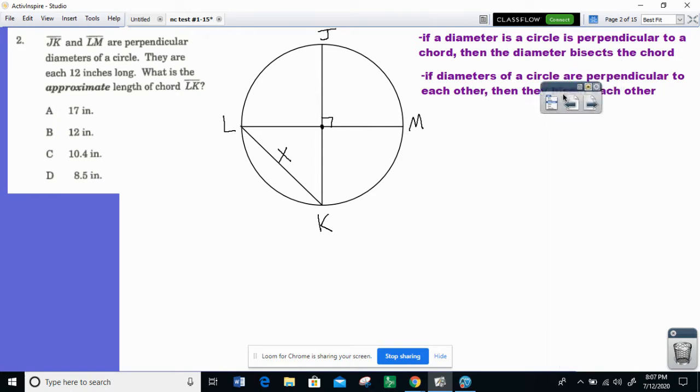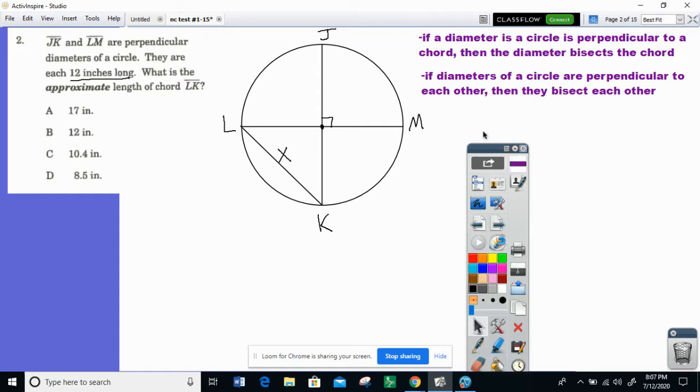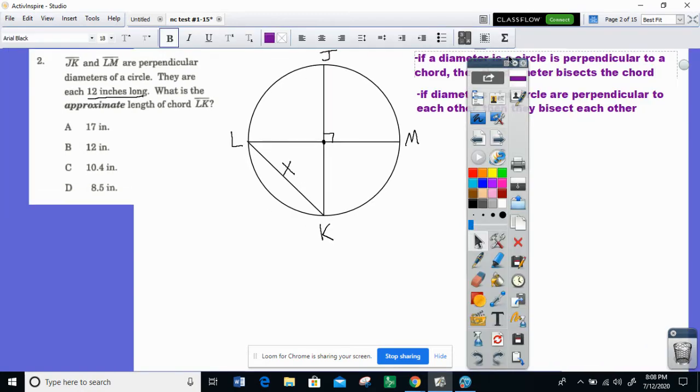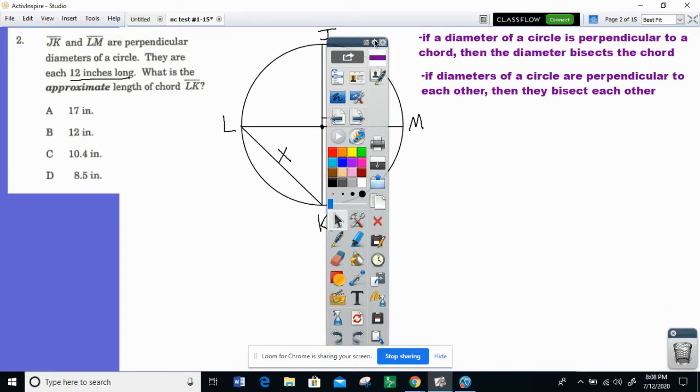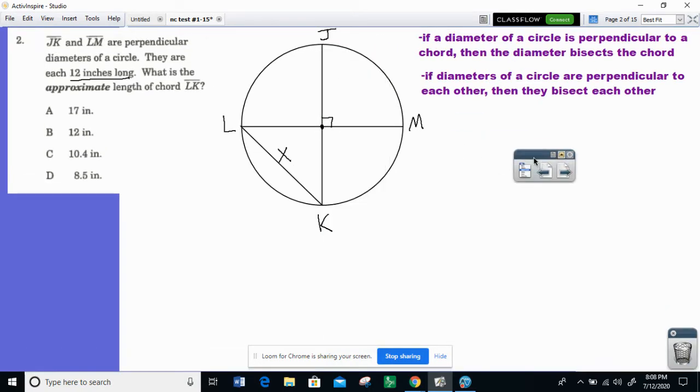All right, so what do we need to do with this given information if we're told that JK and LM are perpendicular diameters of a circle and they are each 12 inches long? Well, there was a theorem that you learned when you were learning about circles. If a diameter of a circle is perpendicular to a chord, then the diameter bisects the chord.